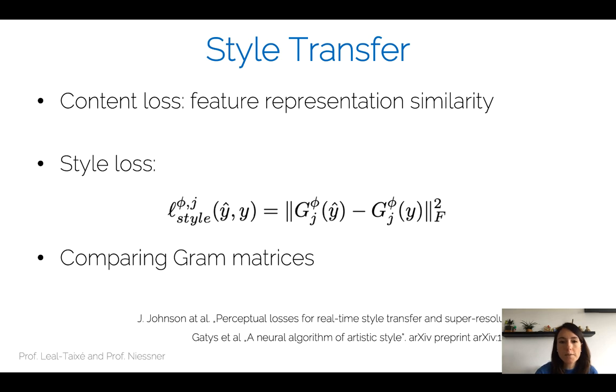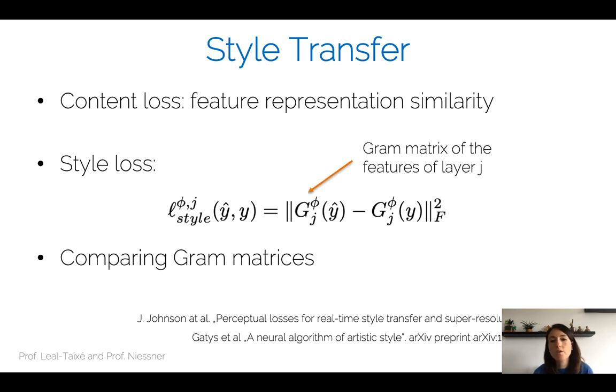So essentially, we're going to take, again, the features of layer J, as obtained from the pre-trained VGG neural network. We take our ground truth image, pass it through the VGG, get to layer J, and extract the features. Now, instead of comparing these features with the features of the generated image, we compare gram matrices.